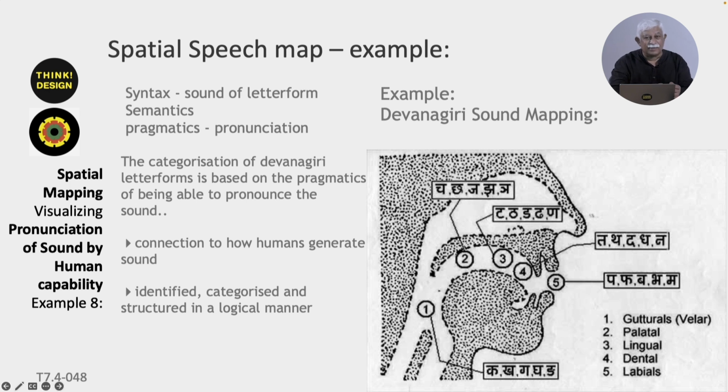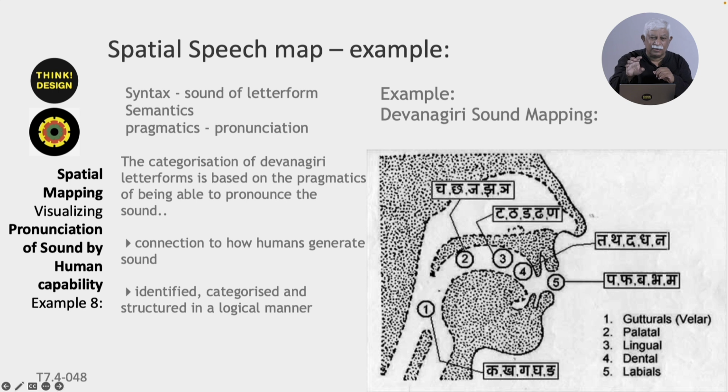Okay, so this is something which is very, very interesting. Okay, in the language system in India. Okay, what has been done is that the ability of us humans to produce sound has been mapped to our ability to produce these sounds. Okay, so you can see that if you look at the lips, those are the letter forms which can be made by pressing the lips together.